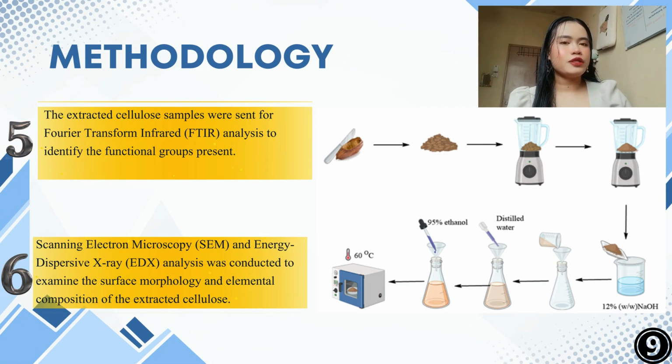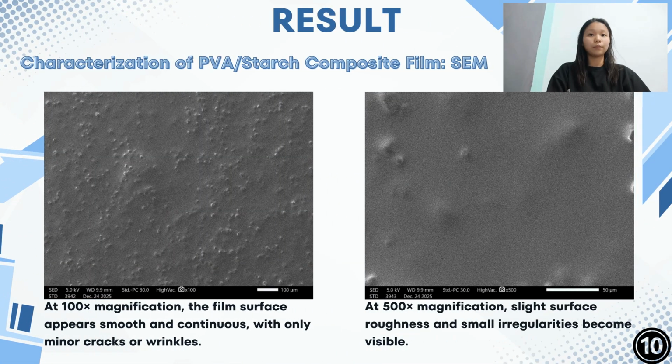After drying, the extracted cellulose was sent for FTIR analysis to identify the functional groups present. In addition, SEM and EDX analysis were conducted to observe the surface morphology and to determine the elemental composition of the cellulose sample. At 100 magnification, the film surface is smooth and continuous with only a few cracks or wrinkles. This indicates successful film preparation and good macroscopic uniformity.